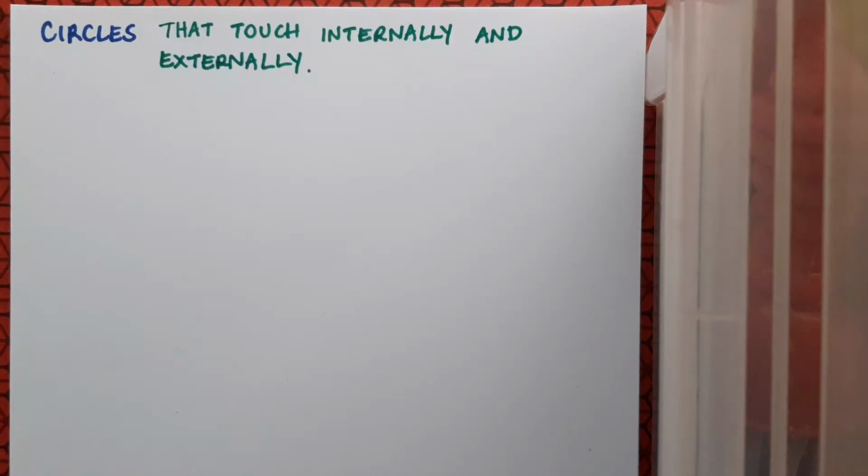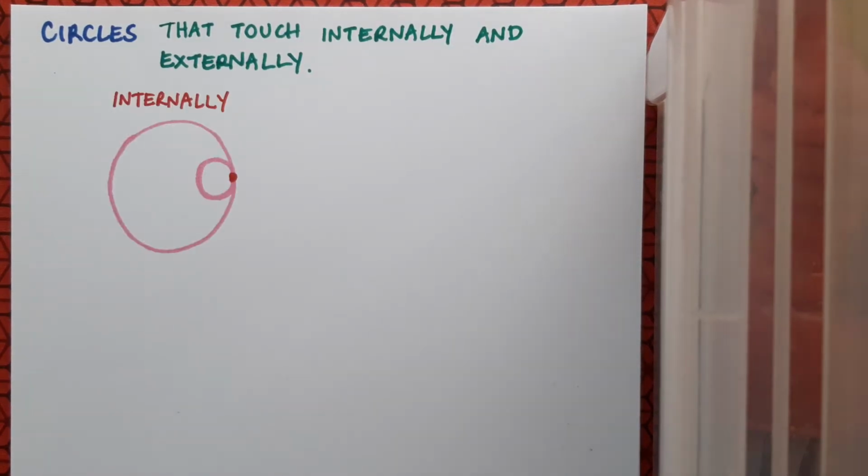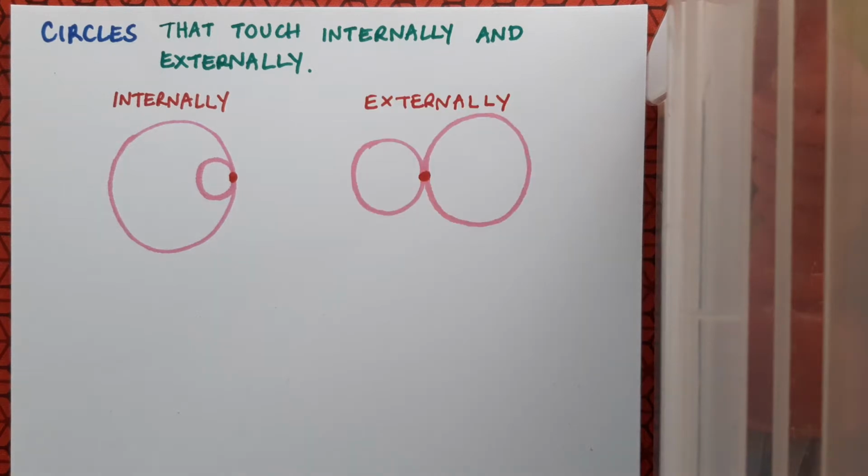Video on circles. We'll be looking at circles that touch internally and circles that touch externally. This is a sketch of two circles that touch internally, so one circle is inside the other and they meet at one point. And this sketch shows two circles that touch externally, and again they just meet at one point. In this video we'll be testing circles to see if they do one of these two options.